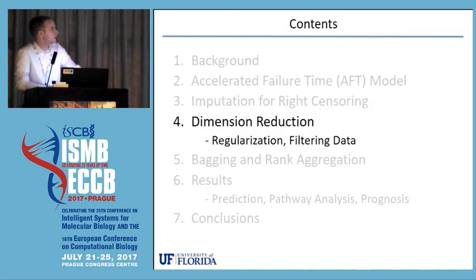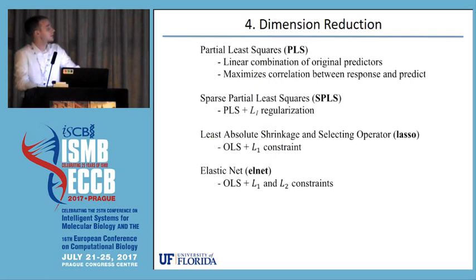So dimension reduction, there are 4 different techniques we look at. The first one, we try to find latent variables. So this is partial least squares. This just finds some linear combinations of the predictors that explain both the survival time and the variance in the predictors.